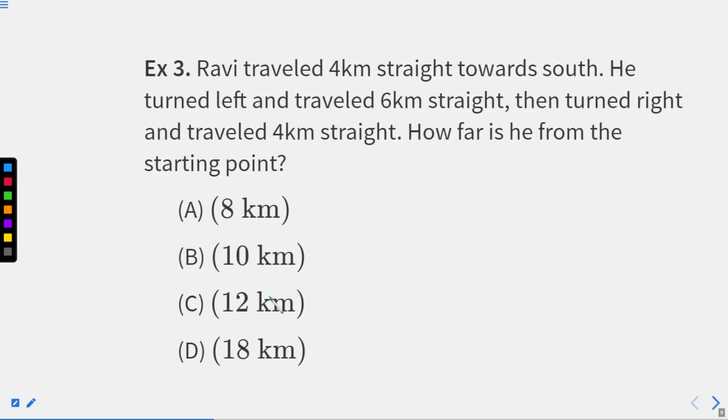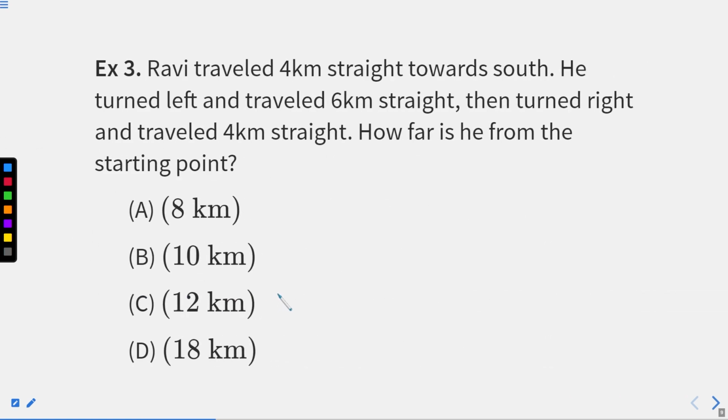Now this third question tells that Ravi traveled 4 kilometers straight towards south. He turned to the left and traveled 6 kilometers. Now mark the distance. 4 kilometers, 6 kilometers, and then turn to the right and travel 4 kilometers again straight. How far is he from the starting point?